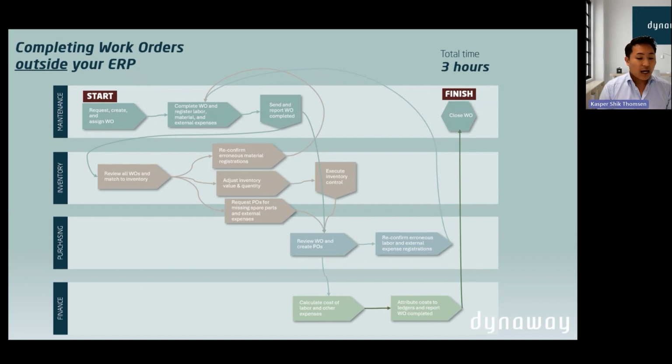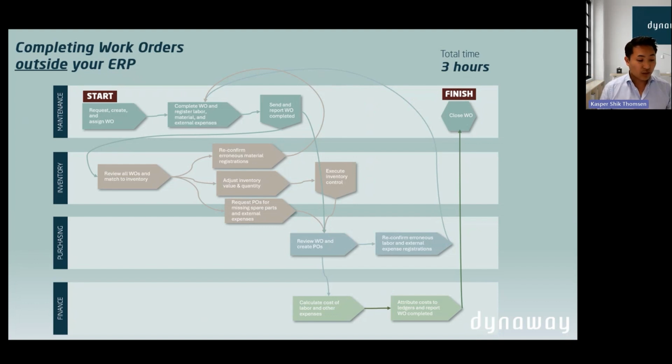So this is how a process could look when completing a work order. If you have a standalone system, so your own separate EAM system with its own inventory, its own procurement process, and so on, or if you do it by hand, you need to go through a lot of steps, because when you do a work order, you need some spare parts.